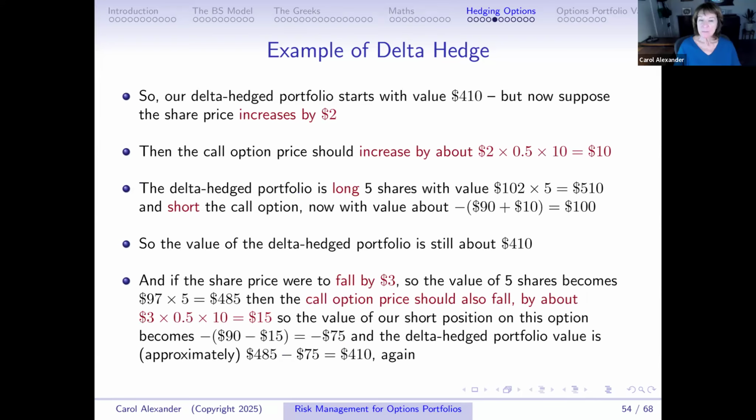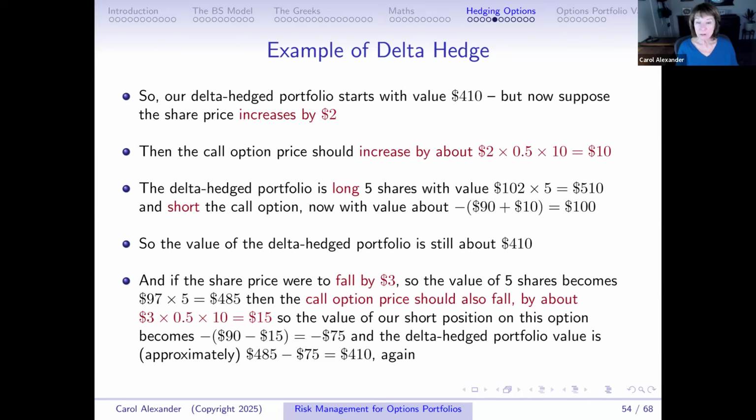Now suppose the share price increases, I'm saying $2, again, just to make the numbers a little bit more distinguishable. It could be $1. It can't be a big increase, okay? So then, what should the call price increase by? According to the delta, it should increase by about $10. Each of the options should increase by $1, and there are 10 shares for the option. So that's $10.